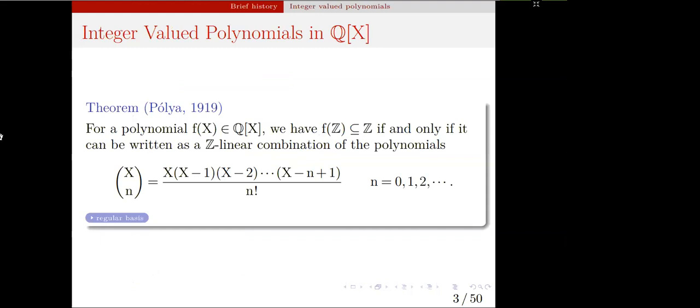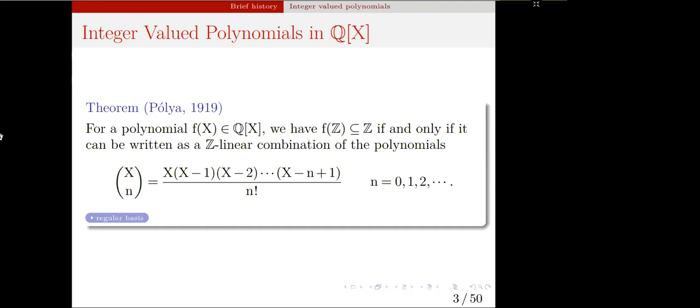So let me start with these classical but interesting results due to George Pólya in 1919, where he has proved that for a polynomial f(x) with rational coefficients, f maps Z to Z if and only if it can be written as a Z-linear combination of these polynomials, namely the binomial polynomials x choose n. And please note that in the denominator of these polynomials, a factorial exists, and we will see soon there is a generalized notion of factorial due to Manjul Bhargava, which is related to studying the Pólya fields and Pólya groups as well.